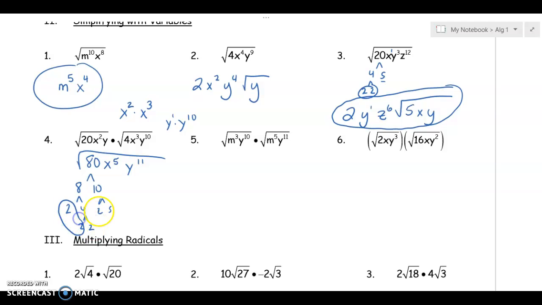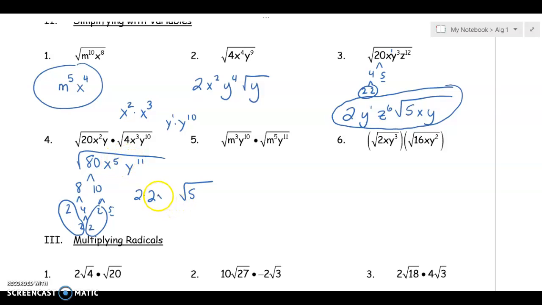So we can circle our pairs. We've got a pair of 2's, another pair of 2's, and a leftover 5. The pairs go on the outside. The leftover 5 stays under the radical. I'm leaving a little bit of space because I also have variables to deal with.